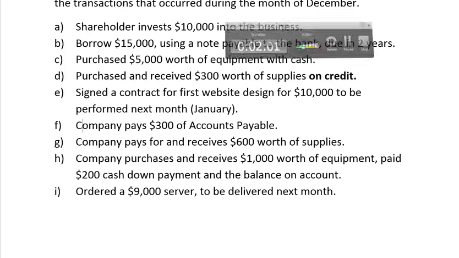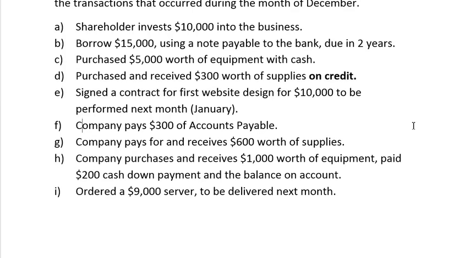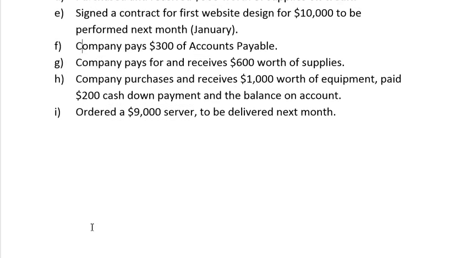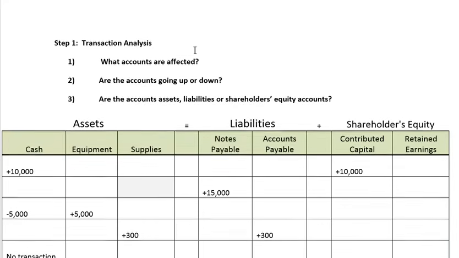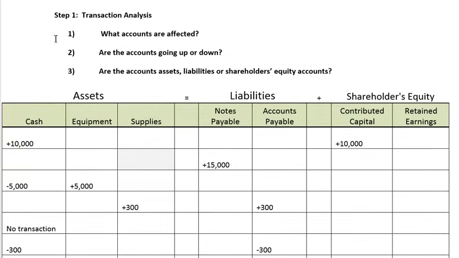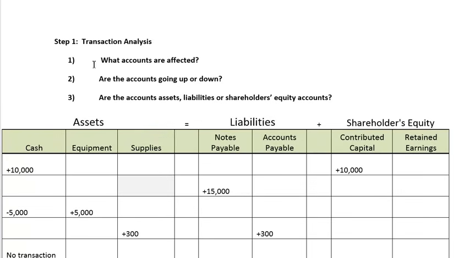So now, let's continue with this example and see how we would take all of these transactions from A to I and how we would analyze them in our first step, transaction analysis. So we can see here that Shelley had some investors give her $10,000. They're now investors in the business. So we have to take each of these transactions, and as part of our step 1 transaction analysis, we have to determine what accounts are affected.